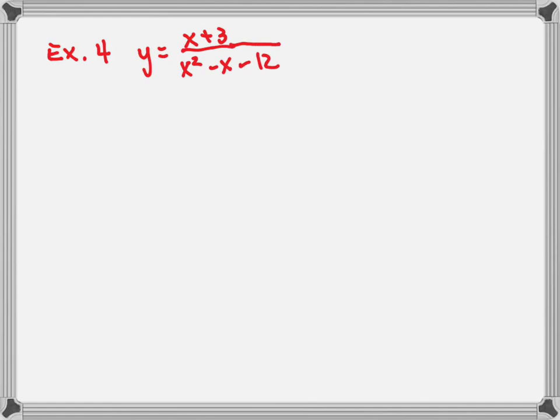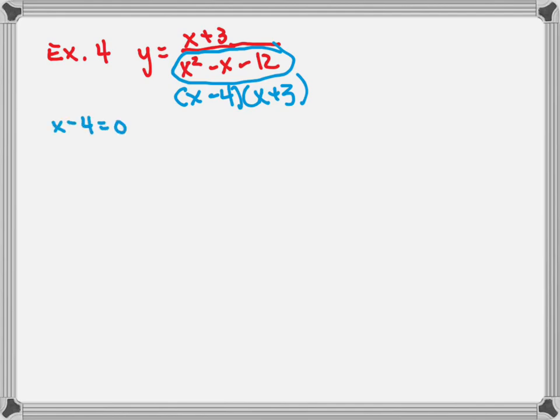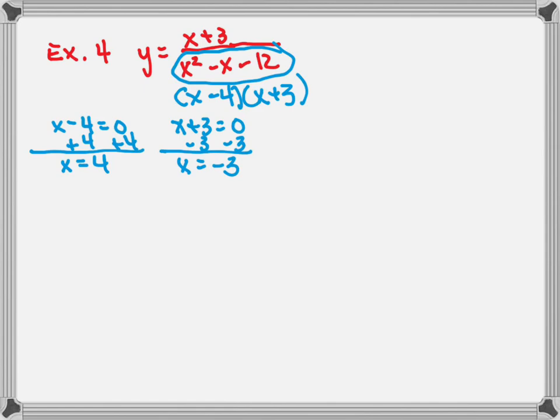Let's look at a fourth example. y equals x plus 3 over x squared minus x minus 12. So let's start by factoring the denominator. The denominator factors to x minus 4 times x plus 3. So let's set the denominator factors equal to 0. x minus 4 equals 0. Add 4, we get x equals 4. x plus 3 equals 0. Subtract 3 from both sides, we get x equals negative 3.